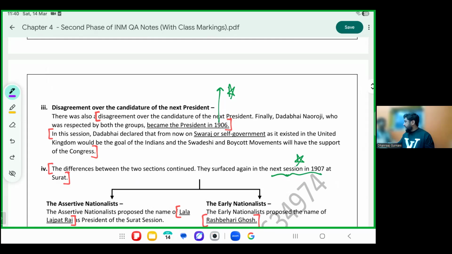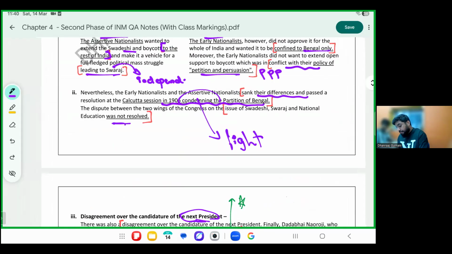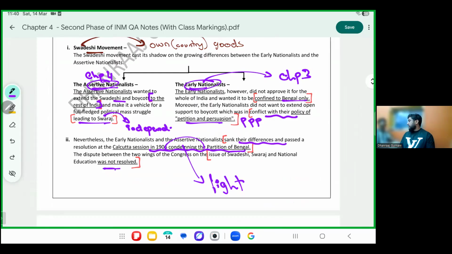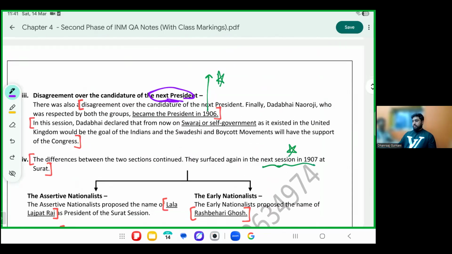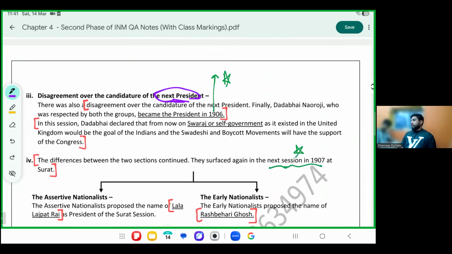So, in the next meeting of the Congress, there was a disagreement over the president. Why are they fighting over the president suddenly? Whichever group's president wins, their policy comes into power. If the assertive president wins, he will announce that we are taking it to the full nation. If the early president wins, he will say we'll keep the policy only to Bengal. That's something called politics. Something which is happening on the world stage, geopolitics.